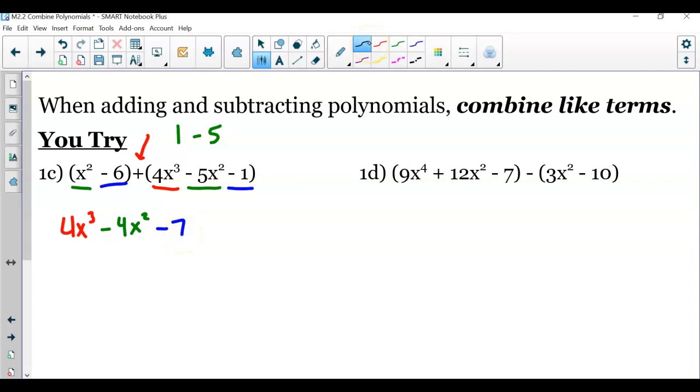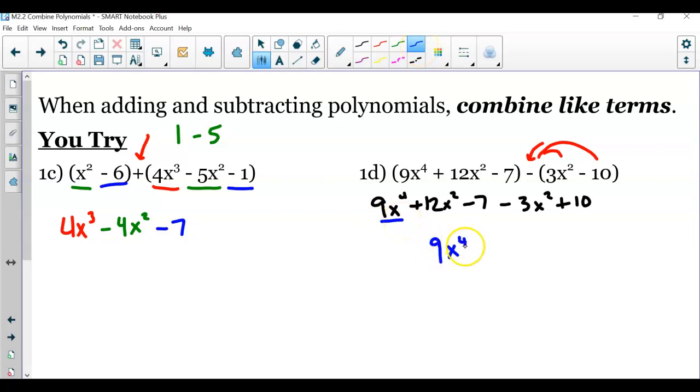Now here again, they are in standard form, but notice how we are subtracting. So you do have to distribute that negative. I'm going to rewrite this. We have 9x to the fourth plus 12x squared minus 7, then minus 3x squared, but don't forget, not just minus 10, but plus 10. Now combine our like terms. There's no other x to the fourth power, so 9x to the fourth power. Here I have my 12x squared minus 3x squared, so now 9x squared. And then we have our two constants: negative 7 plus 10, making that positive 3.